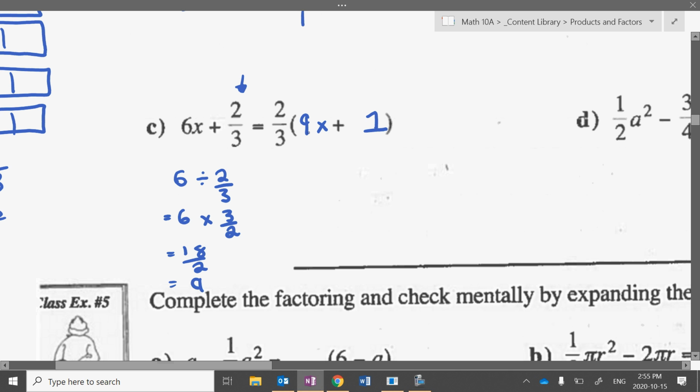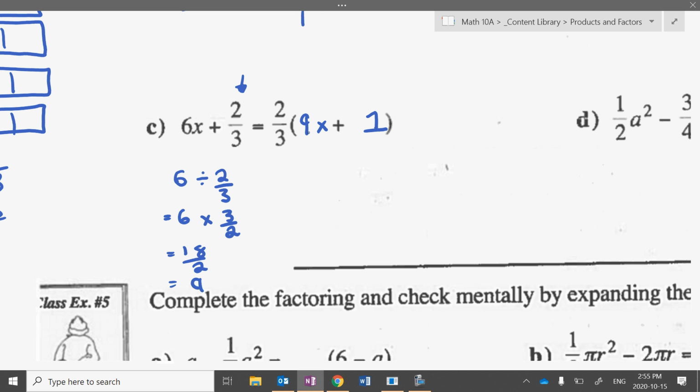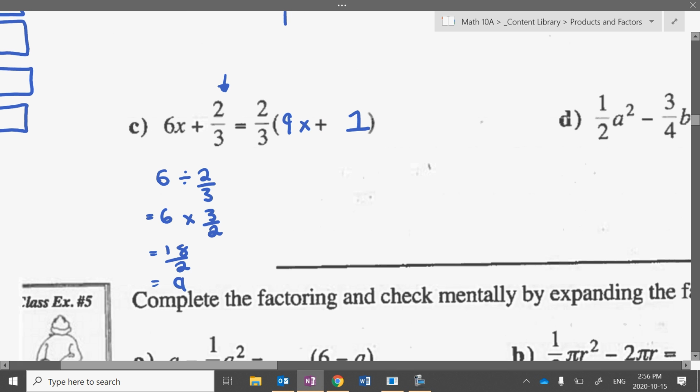So we get 9x. If you want to draw out 6 chocolate bars, split them all into thirds, you would then combine. How many pairs do you have, because it said 2/3? So how many pairs of 2 do you have? Just gets a little bit more complicated.